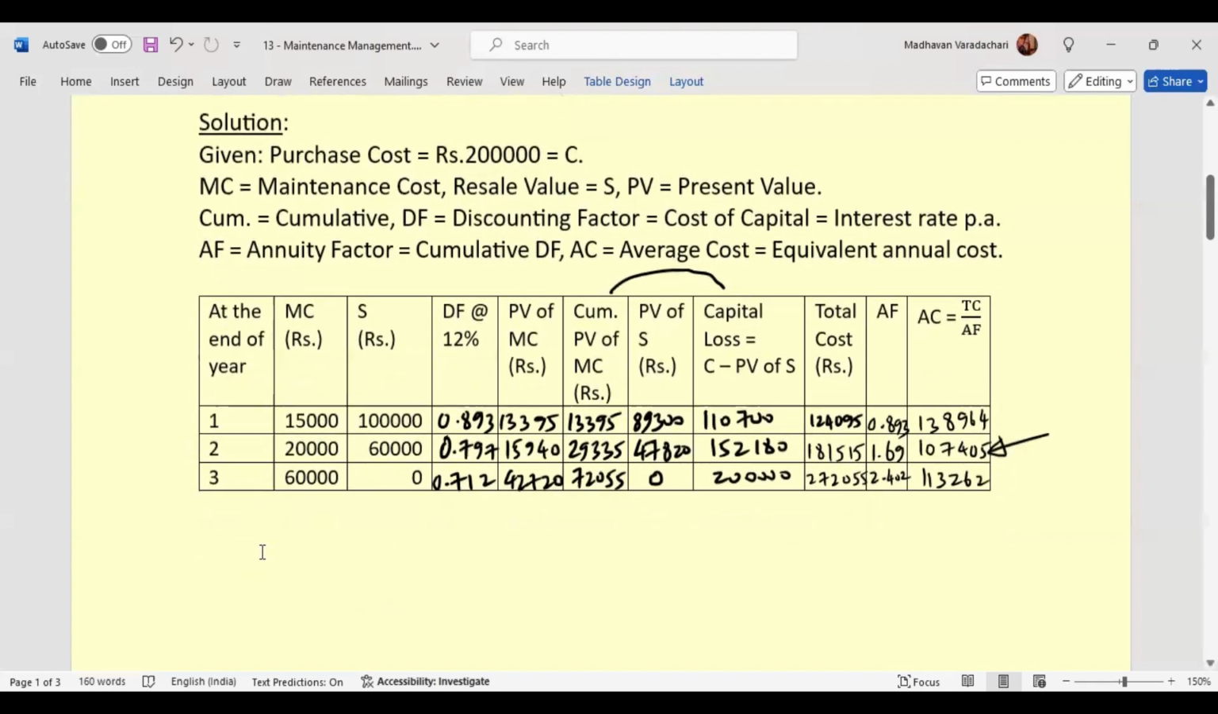So the conclusion will be replace the machine at the end of year 2. So that will be our conclusion and the solution for this particular question.